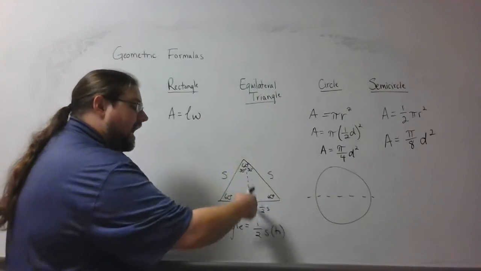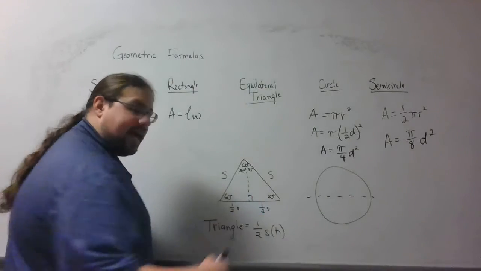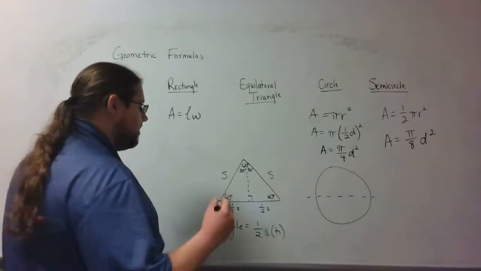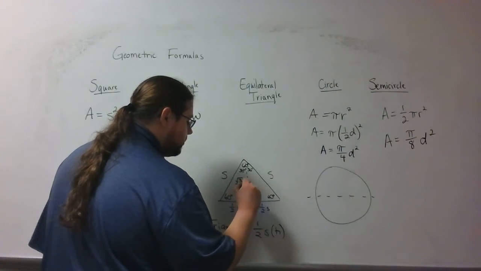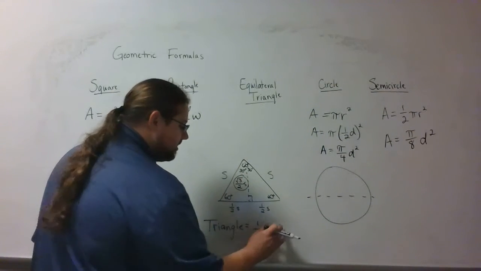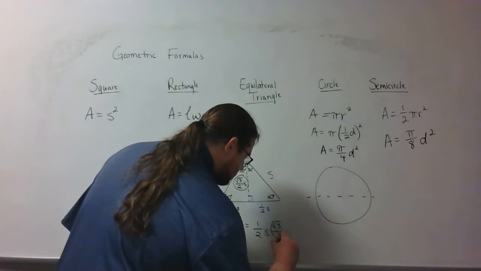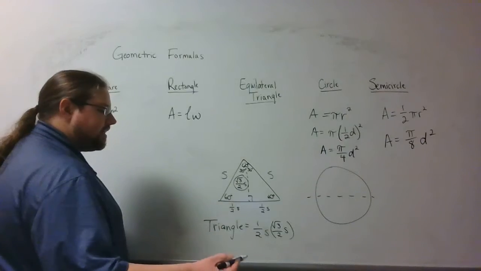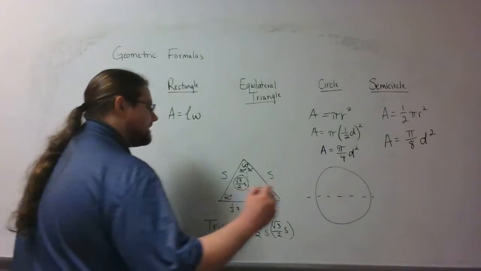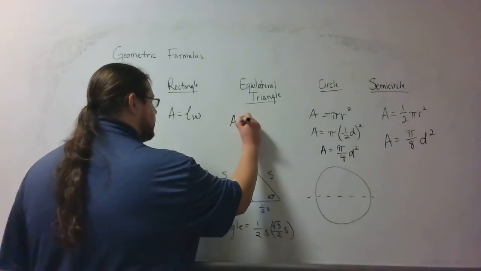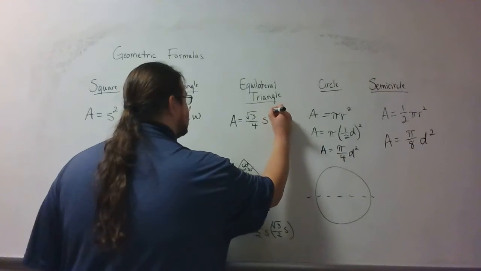And this height right here is actually this half of s times the square root of 3. Again, you can use the Pythagorean theorem to verify this real quickly. So it's the square root of 3 over 2 times s for my height. So I'm going to switch that out real fast, and go ahead and combine things: 1 times the square root of 3, 2 times 2, s times s. And it gives me the geometric formula: the square root of 3 over 4 times s squared.